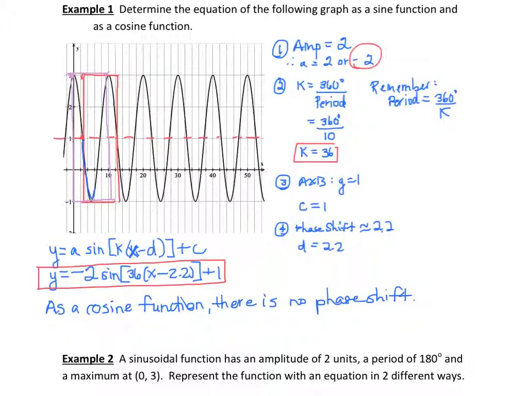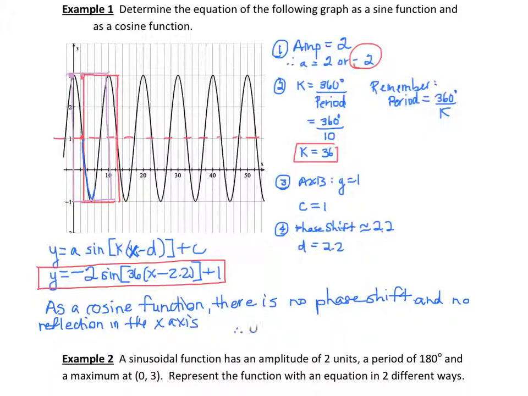So everything else about this equation is going to be the same, other than the fact that as a cosine function, it does start at a max point at the left side of the box. So A is now going to be positive. There's also no reflection here. So as a cosine function, there's no phase shift and no reflection in the x-axis.